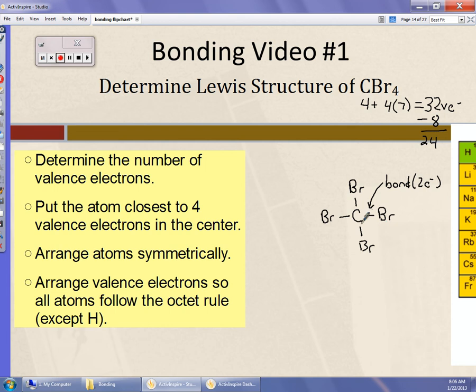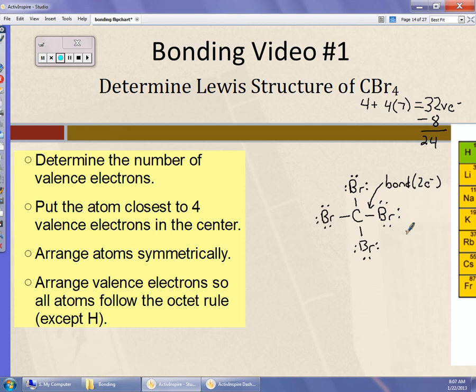Right now, carbon already has an octet. It has 1, 2, 3, 4 bonds. Each has 2 electrons. So carbon has 8 electrons around it. It's done. Let's arrange the other ones around the bromines. So we have 8 total done. We have 24 more to go. So 1, 2, 3, and so on up to 24.